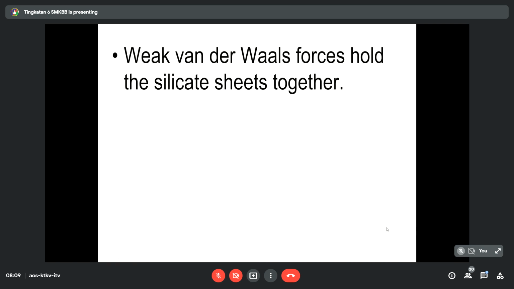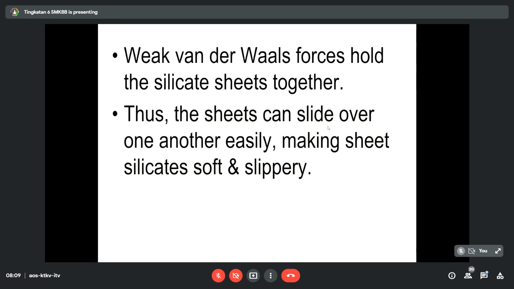Okay. Now, of course, weak van der Waals forces hold the silicate sheets together. So the sheets can slide over one another easily, making sheet silicate soft and slippery. Examples are normally mica and talc. Talc, normally that means another simple version to us, to make talcum powder. So that means they are slippery and very fine. So that is layer silicates, the sheet silicates.